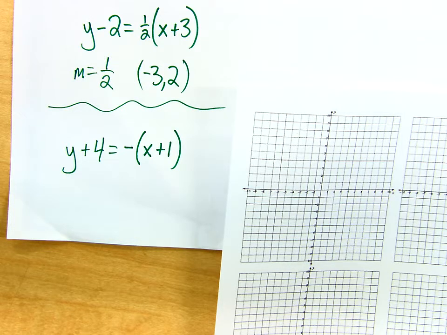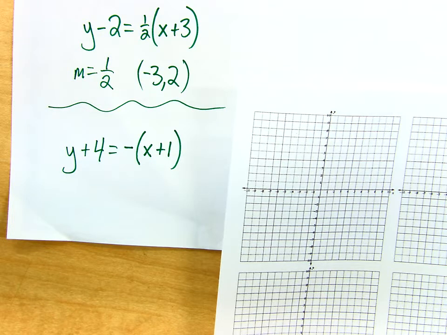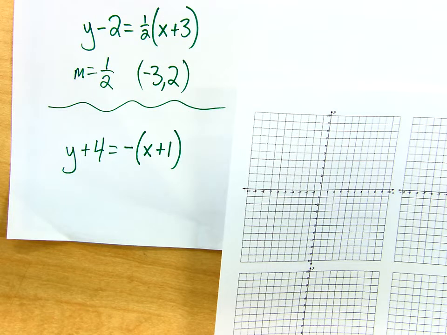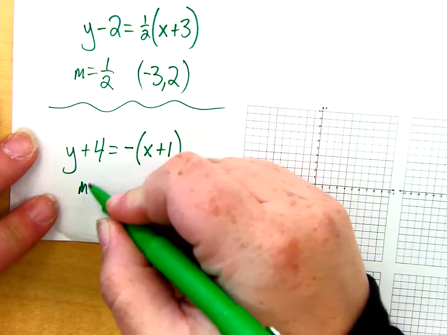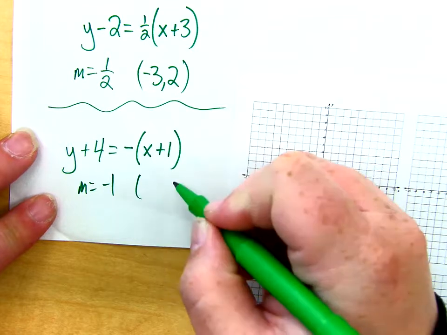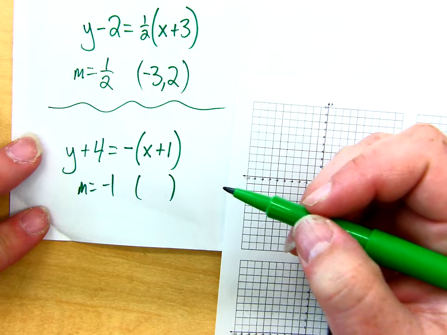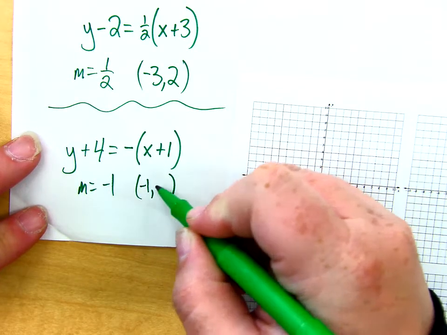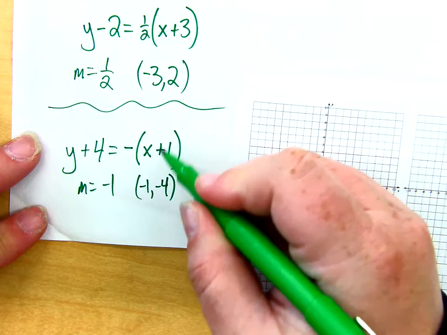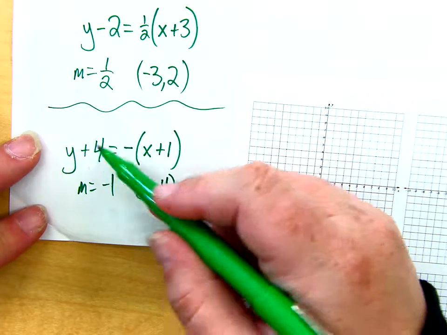How'd you do? Everybody's got a line graphed. So, what is the slope of this one? -1/1 if you want to write it as a fraction. Did we all get that? Yeah? So the slope is -1. And what is the other random point on this line that they gave us? -1, -4. Correct. It's always the opposite of this number, comma, the opposite of this number.